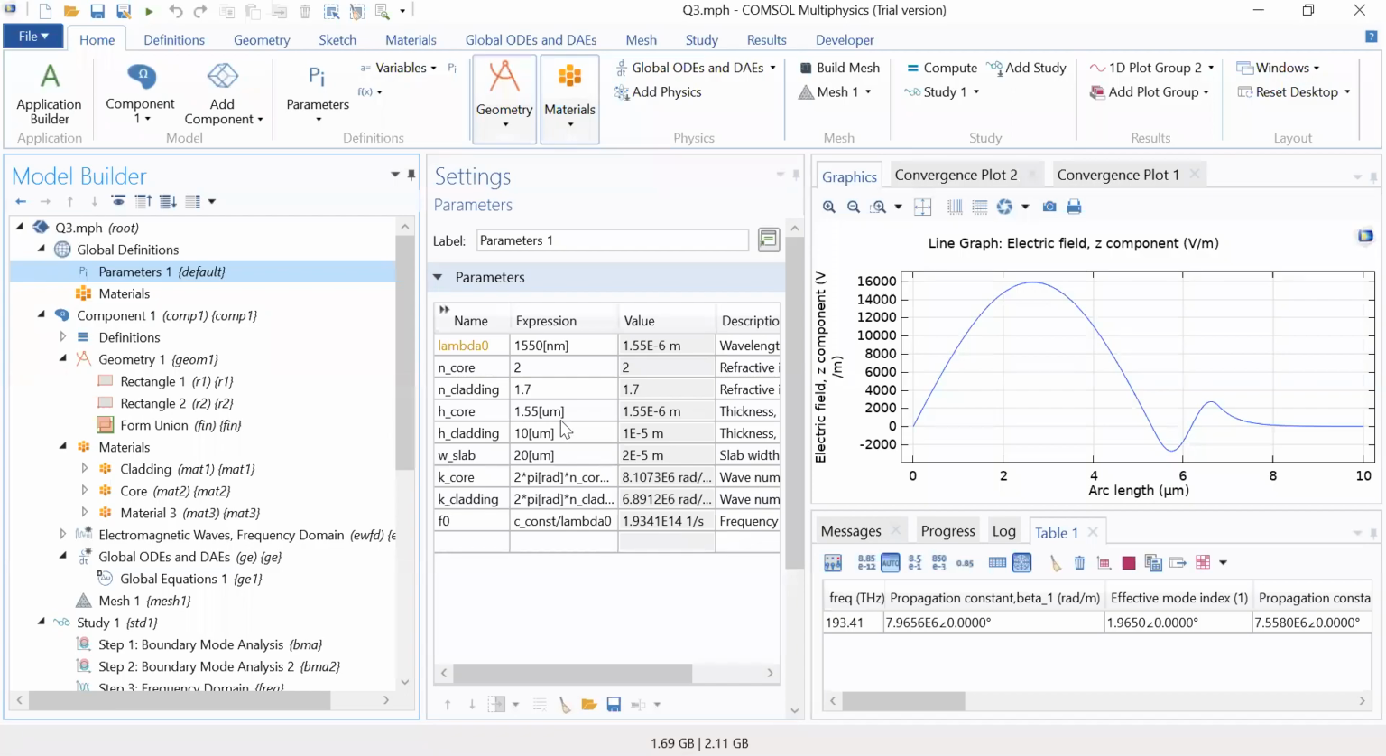Hello, my name is Kuldeep, and as we already studied the symmetric waveguide, now I'm interested in this asymmetric waveguide.